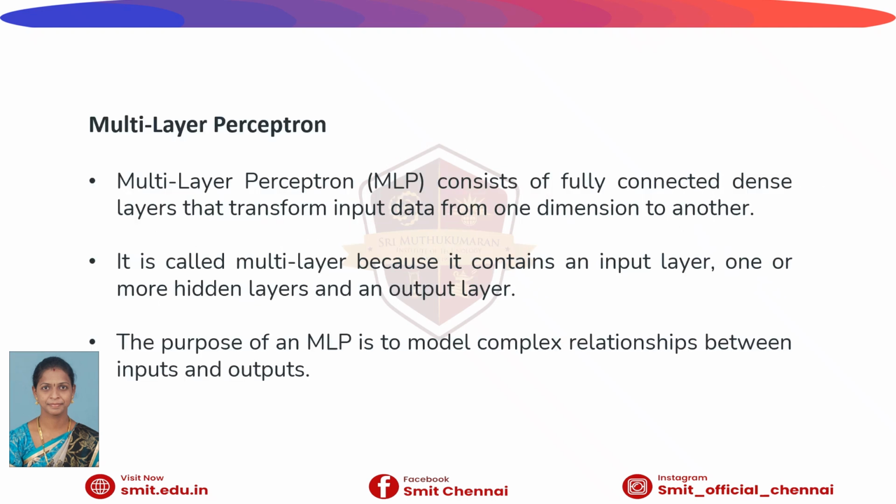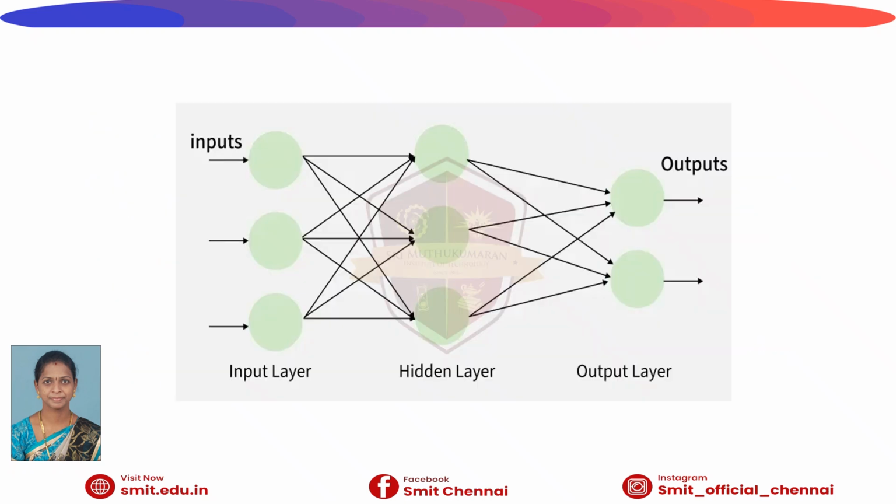Multi-layer perceptron or MLP is one of the most widely used artificial neural network models. It consists of fully connected layers that transform the input data into output layers. The purpose of an MLP is to learn complex relationships between input features and output values. Structure of MLP. An MLP is called a multi-layer network because it contains three types of layers: the input layer, one or more hidden layers, and the output layer.